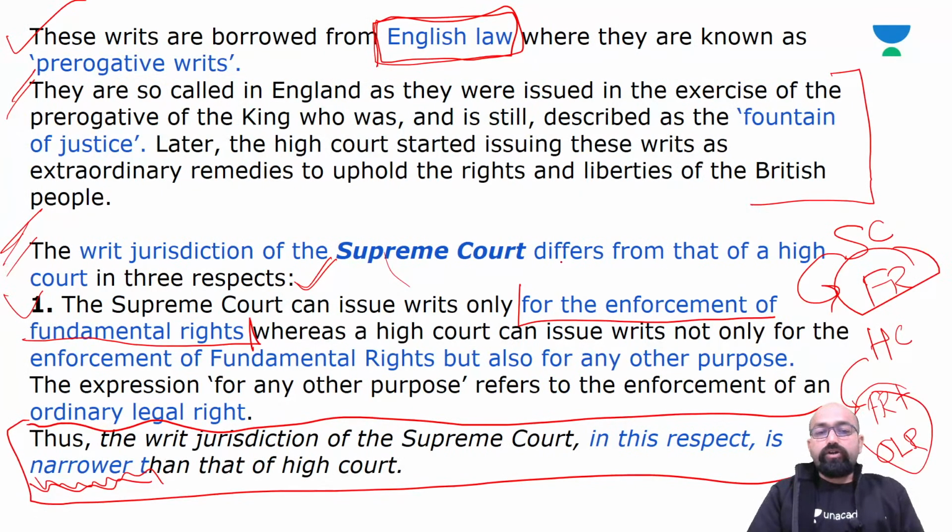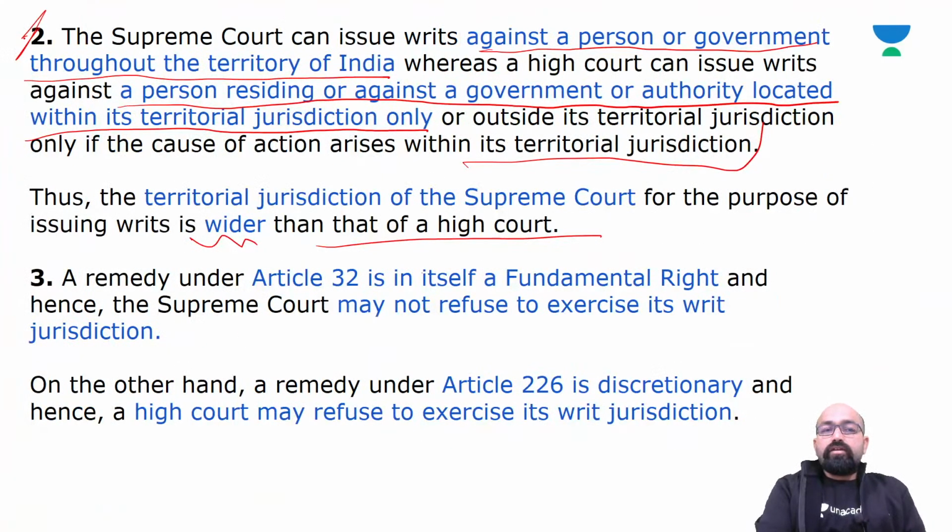Now here, if we are talking about writ jurisdiction in the first respect, that is enforcement of fundamental rights and other rights, the jurisdiction of the Supreme Court is narrower than the High Court. But in the second clause, that is, the Supreme Court can issue writs throughout the territory of India, the territorial jurisdiction of the Supreme Court for issuing writs is wider than that of a High Court, right?